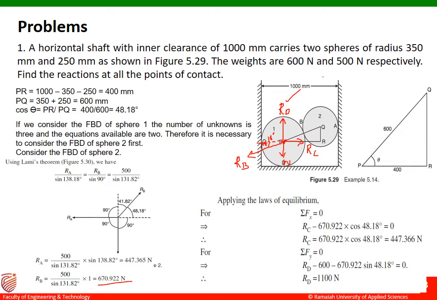There is one more equilibrium equation, that is summation Fy equal to 0 over there. So plus RD, you can see RD is going upwards, that is plus RD minus W, that is weight of the sphere is 600 Newton, that is written over here, and then minus RB is in the third quadrant, that means X and Y components will be minus, that is minus 670.922 sine 48.18 degrees. So once you simplify this, you are going to get the answer for RD as 1100 Newton over there. So this completes the problem.